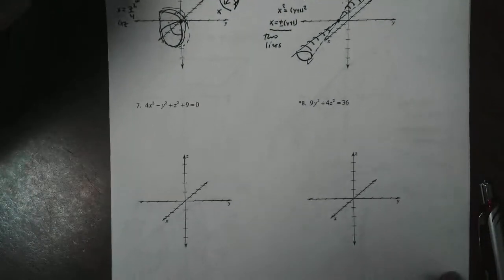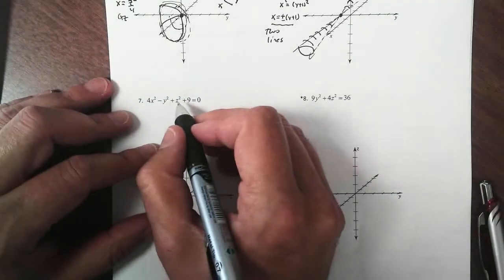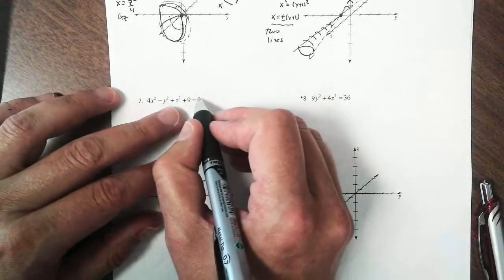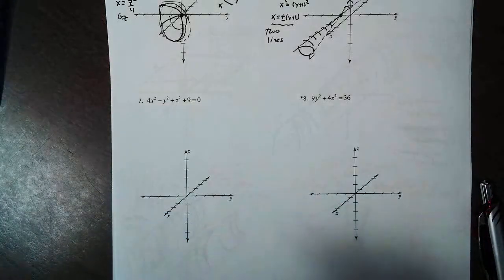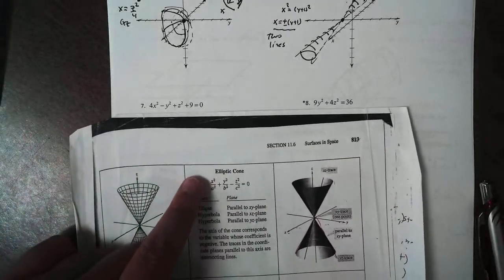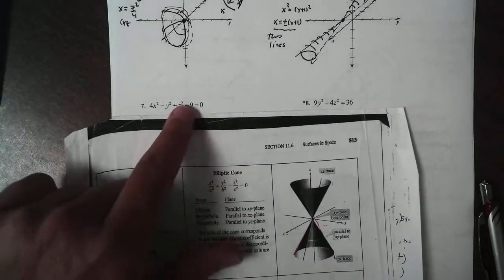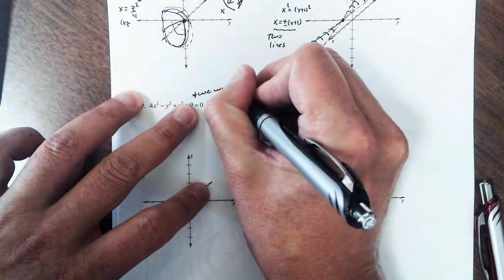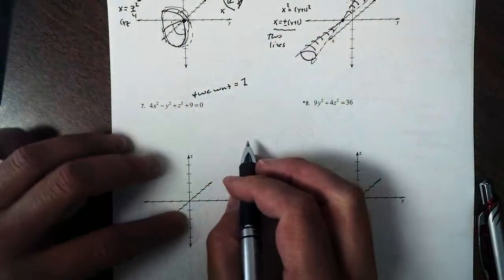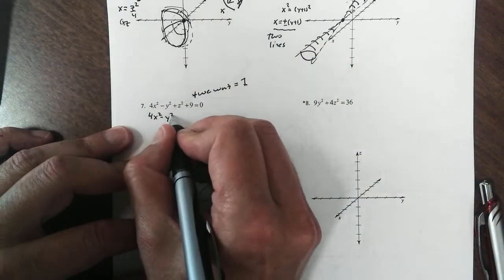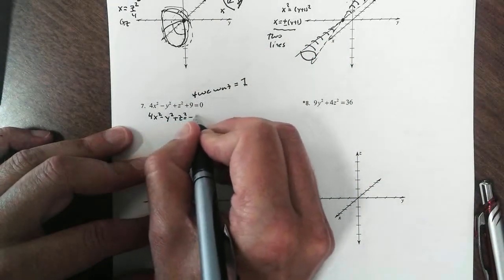Right, number 4. This almost looks like similar shapes, but it's something that doesn't match anything on my graph. Because the only thing that's 0, it could maybe be the elliptical cone. No, the cone has to be equal to 0. It got that 9 right there. So really what we want this to be is 1. We want this to equal 1. So I'm going to do that. So this becomes 4x² - y² + z² = -9.